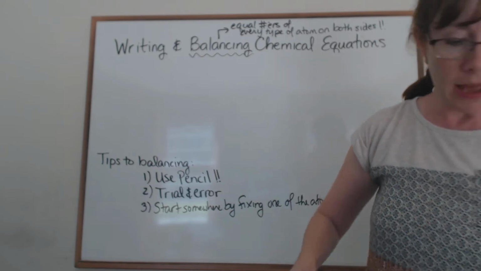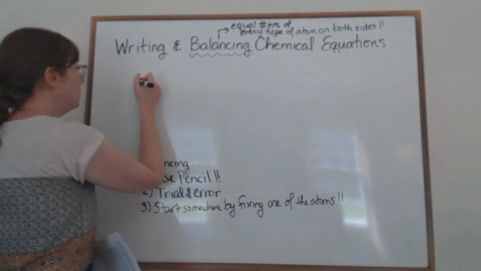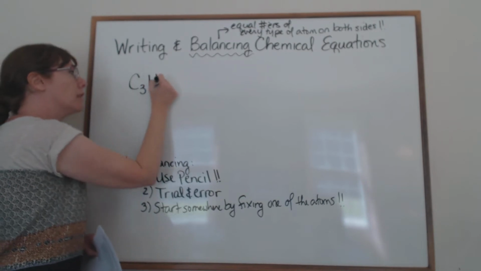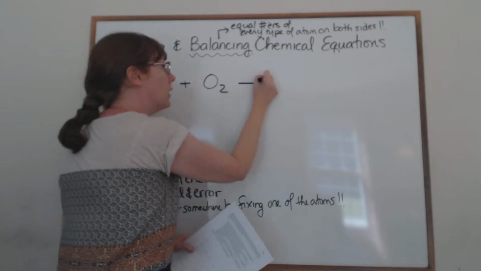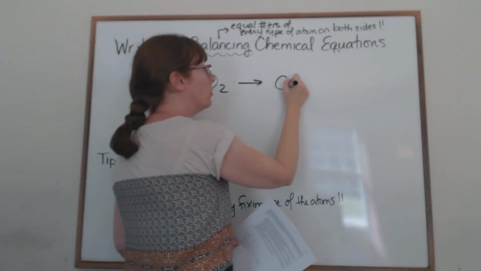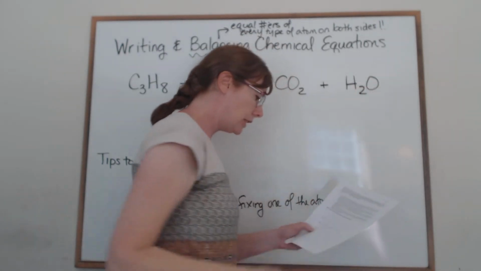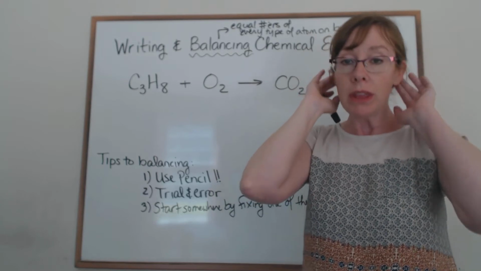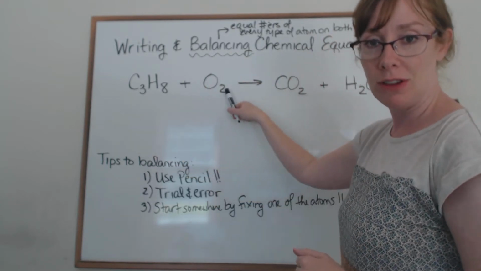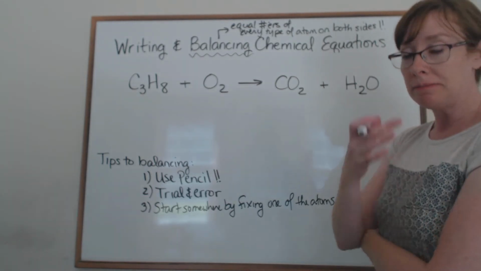How about, let's do this one, C3H8 plus O2 yields CO2 plus H2O. This is also a similar type of equation to the earlier one that we did. It's actually a combustion reaction. The one with methane was kind of similar. You notice it reacted with oxygen to make these 2 guys. Let's see if we can balance it.